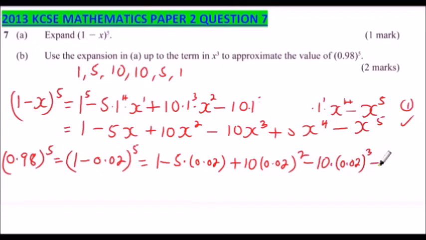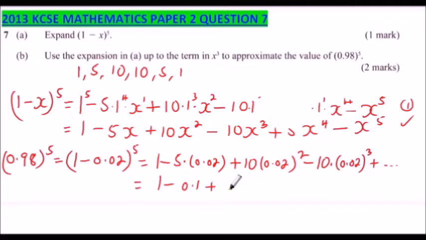And because the next is plus, we can continue, but because we are told to go up to x cubed, we should stop here. You can now use your calculator to do this. And when you multiply, you get 1 plus, that is not correct, so we have minus. When you multiply 5 times 0.02, you get 0.1.